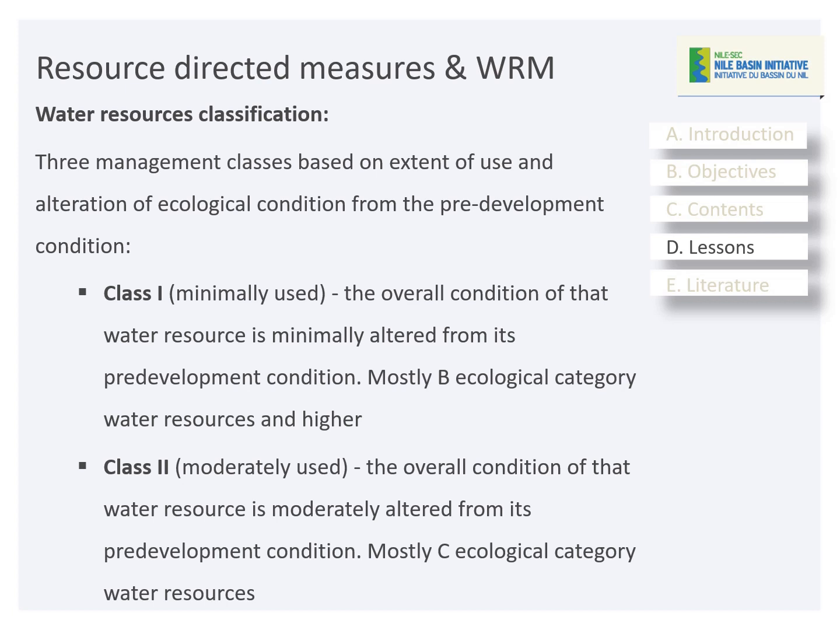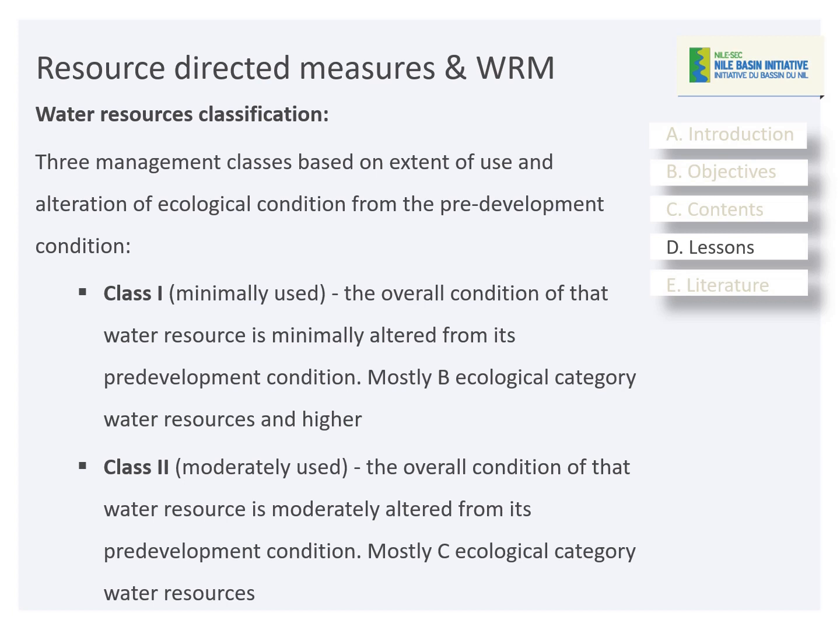Class 2 is moderately used, where the overall condition of the water resource is moderately altered from its pre-development condition, mostly C ecological categories or moderately modified ecological categories, where all the features of those resources are intact, but there is a moderate use of those resources. And additional information on what that means exactly is available in the National Water Resource Strategy if anybody is interested. That is also included in the literature and the recommendation for additional literature in the blended learning module at the end of the module.